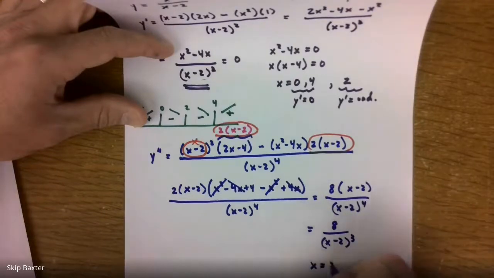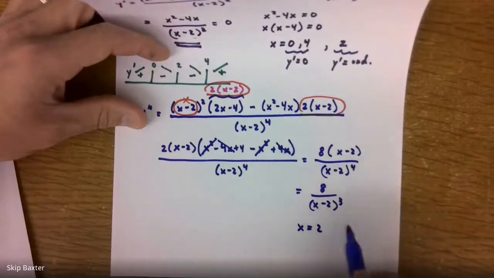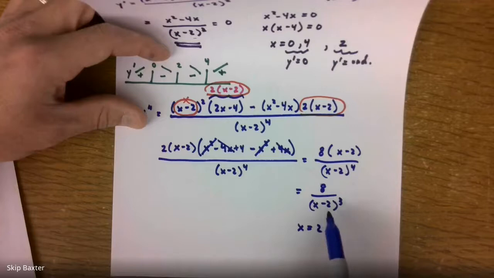So x equals 2 is actually the only critical, or not critical point, but the only potential inflection point, right? Because there's no points where this is 0, because the numerator is never 0. It's undefined at 2, right? Because that's when the denominator is 0, and there's no endpoints.